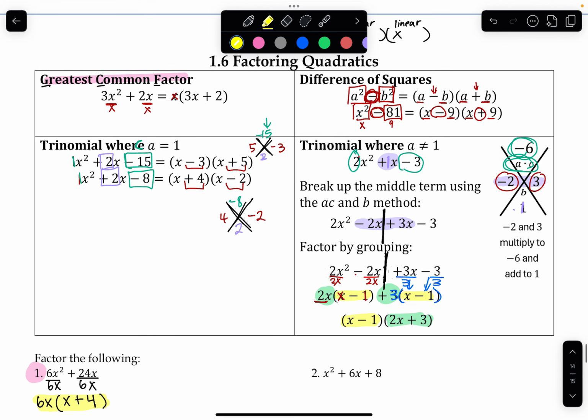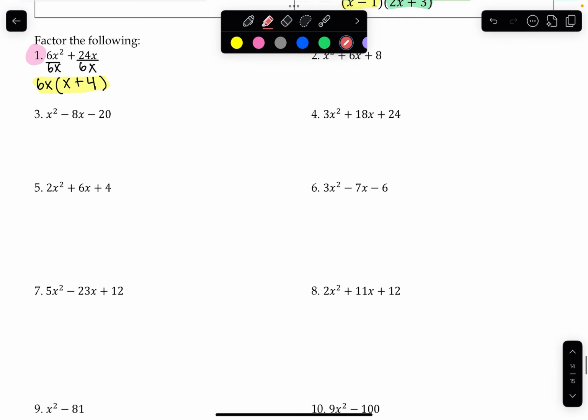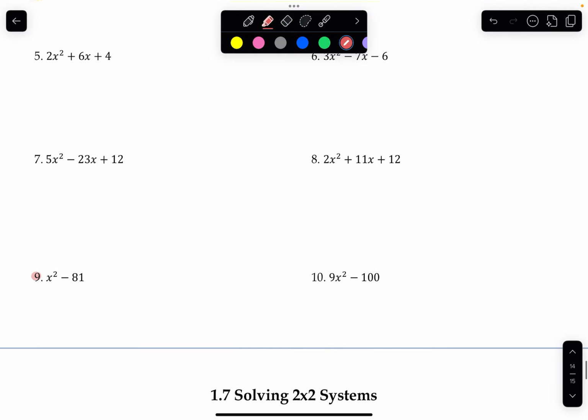Next, I'm going to look for some difference of squares. Let's do red for that. Difference of squares. Okay, and so we're looking for 2 terms that are perfect squares. Here, we kind of just saw that one in the example. And then we have another one here, 2 terms that are perfect squares. And so the square root of x squared is x. The square root of 81 is 9. And so in your 2 parentheses, you're going to write the x and the 9 twice. One with the minus, one with the plus, and then you're done.